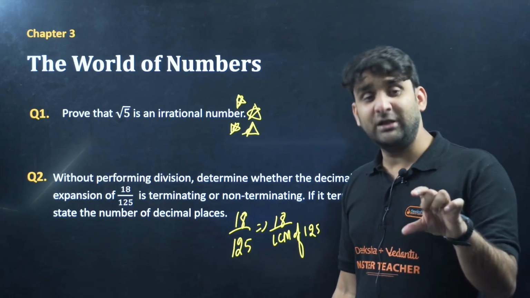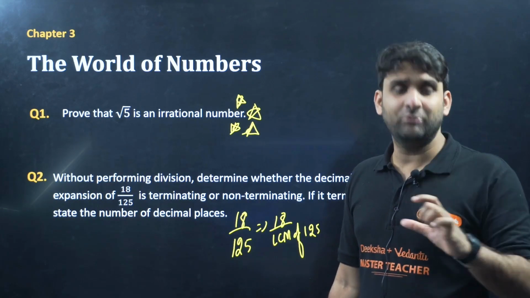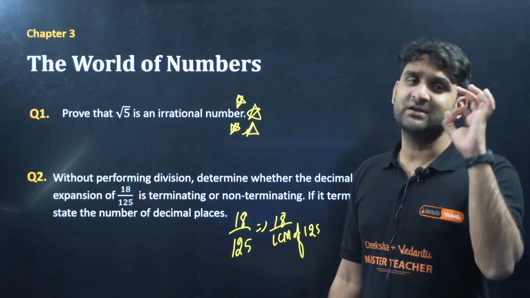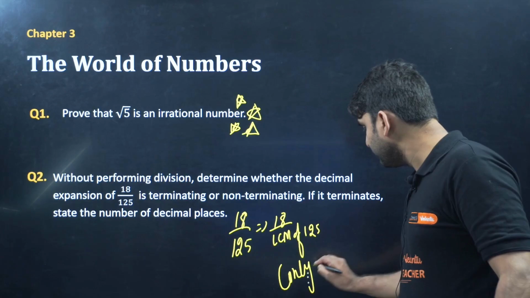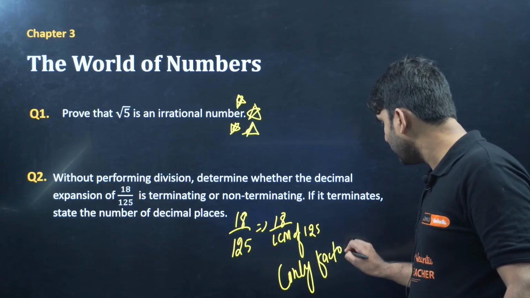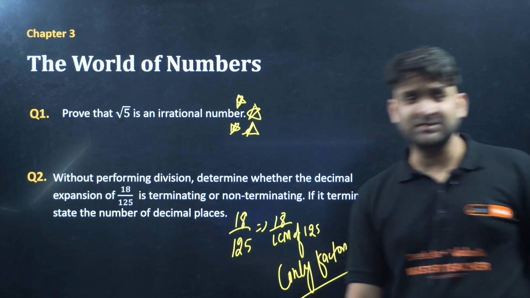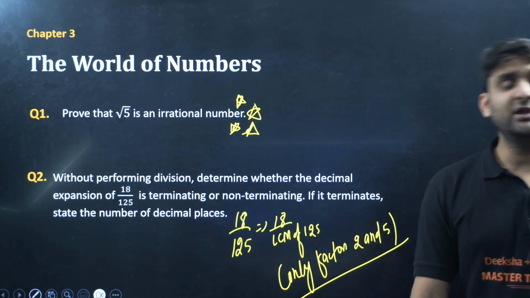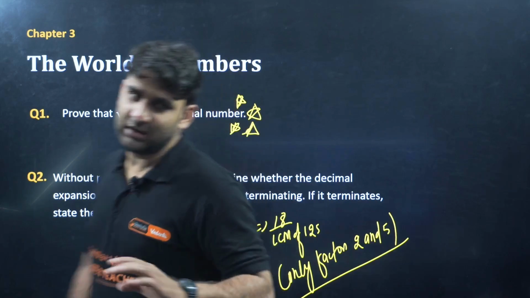So for a terminating decimal, the prime factorization of the denominator must have only factors 2 and 5. If any other number is there, it means that the given fraction will not be terminating. It has to be non-terminating. So I hope this is clear to you.